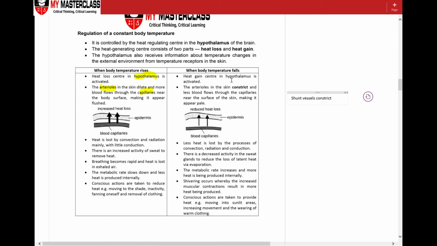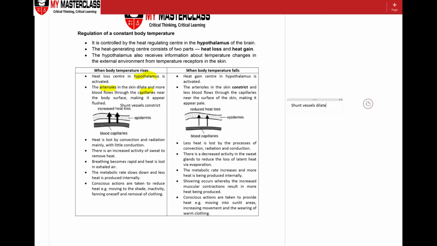Okay. Now the opposite takes place when the body temperature falls. So again, the same thing, the hypothalamus is activated. So instead of dilating, okay, your arterioles and your capillaries will constrict. So in the earlier part here, we learned that your shunt vessels will constrict. Okay, so the opposite will happen here. So over here, what happens is that your shunt vessels, on the other hand, will dilate.